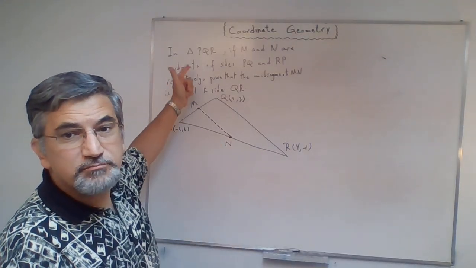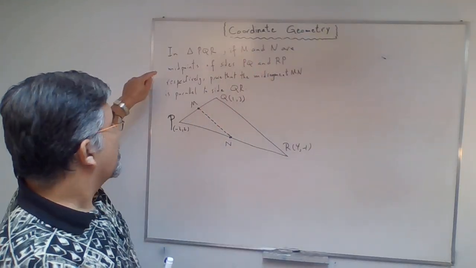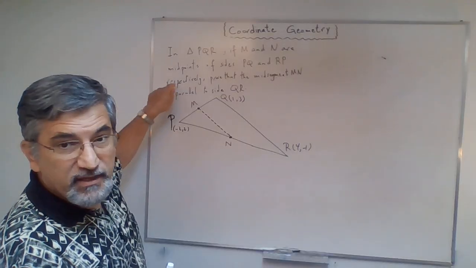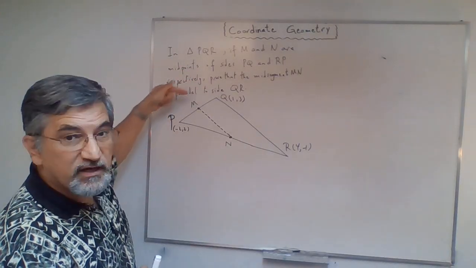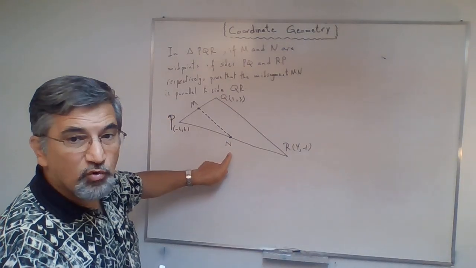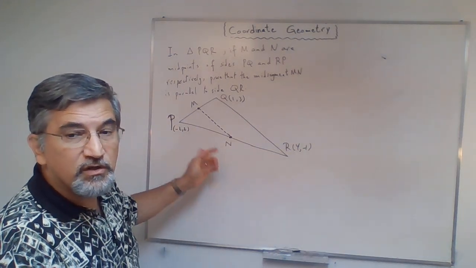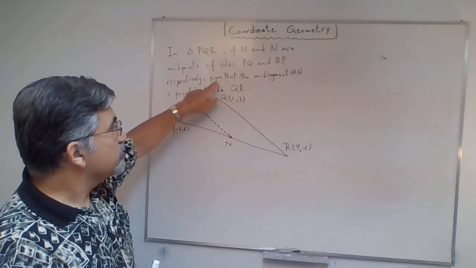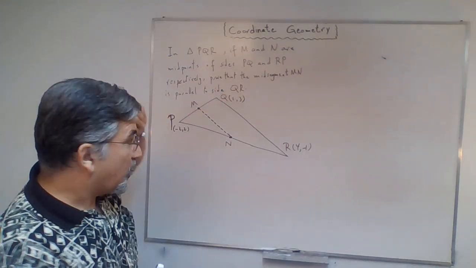It says in triangle PQR, if M and N, these are 2 points, are midpoints of sides PQ and RP respectively, which means that point M is the midpoint of side PQ of the triangle PQR, and point N is the midpoint of side PR of the triangle PQR. And then if that is the case, it says prove that the mid-segment MN is parallel to side QR.